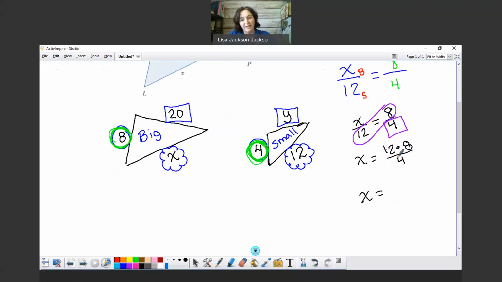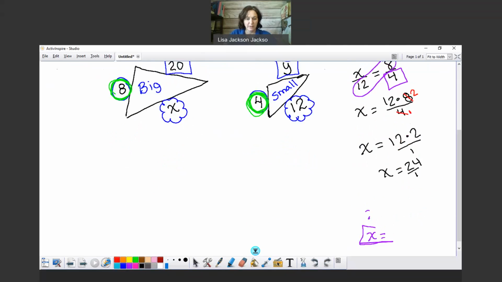Will 4 divide into either 12 or 8? Yes, it divides into each, but we just do one of them. So 4 into 8 is 2. 4 into itself is 1. This is the same as 12 times 2 over 1, which is the same as 24 over 1. Now 24 over 1 is the correct answer, but it is not fully reduced.